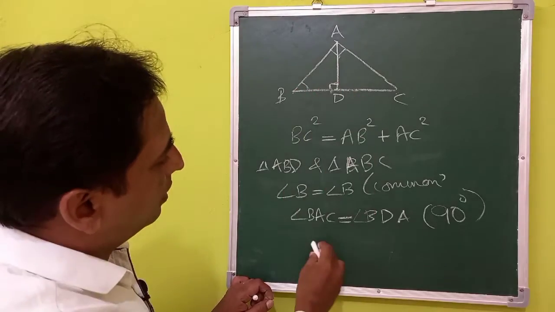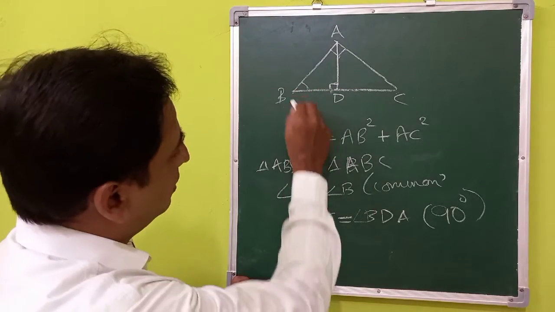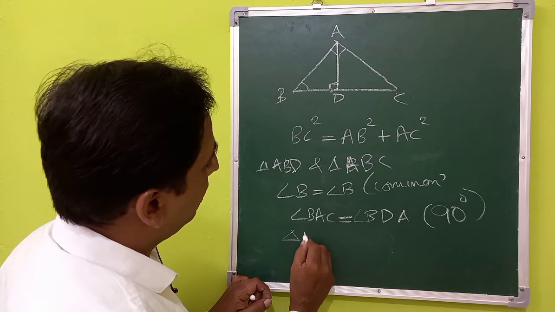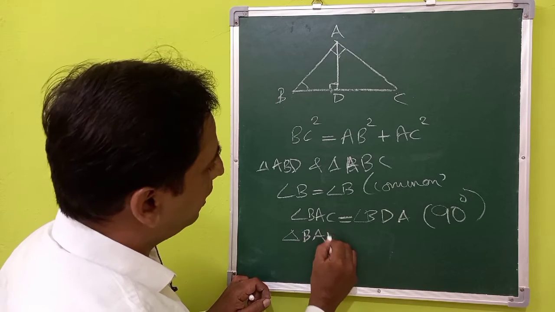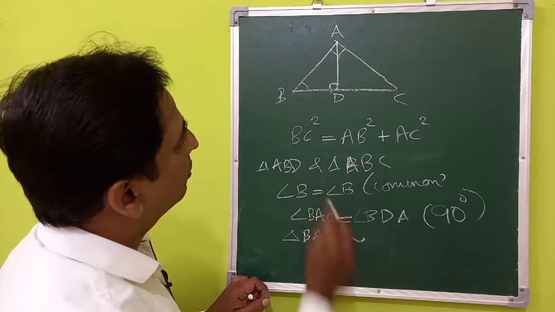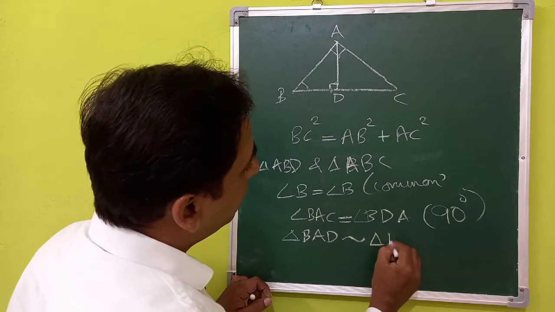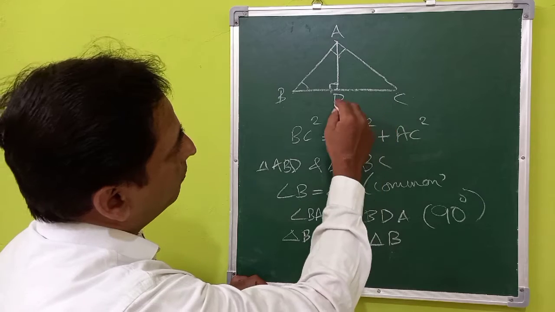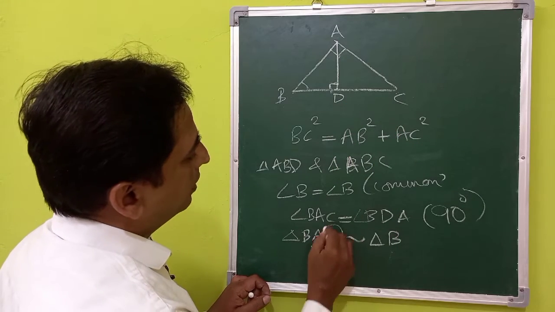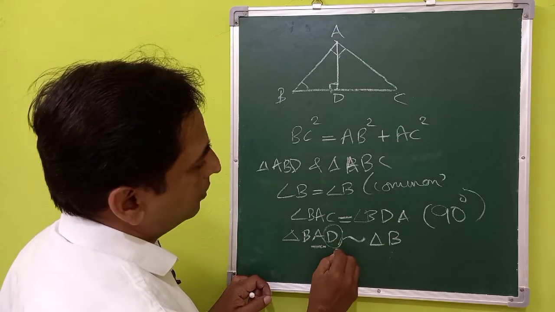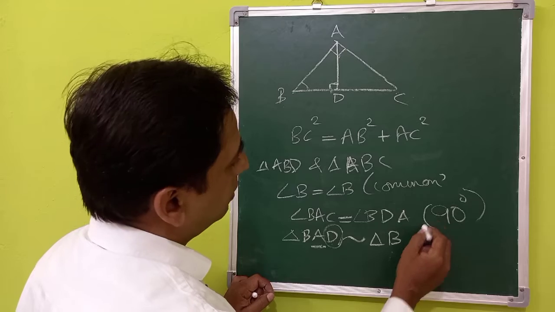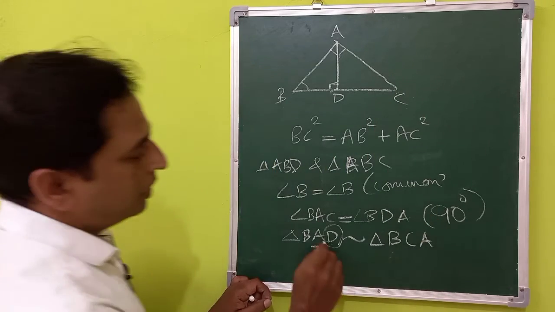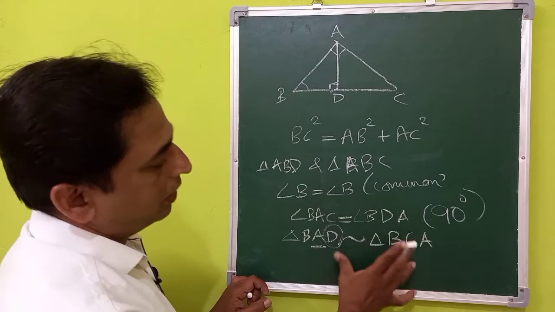Here we get these two triangles. Let us start with the common angle. So triangle BAD will be similar to the triangle B, and D, which is the 90 degree, comes in the last position. So let us put it as angle BCA. So this will be the correct similar triangles.